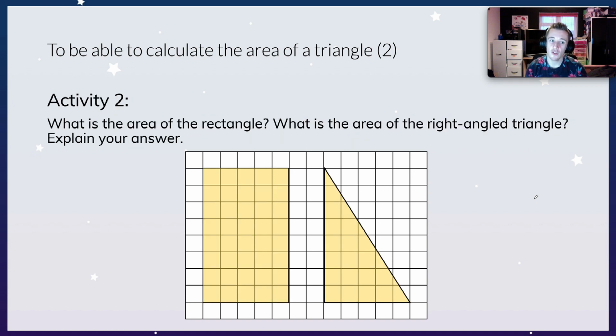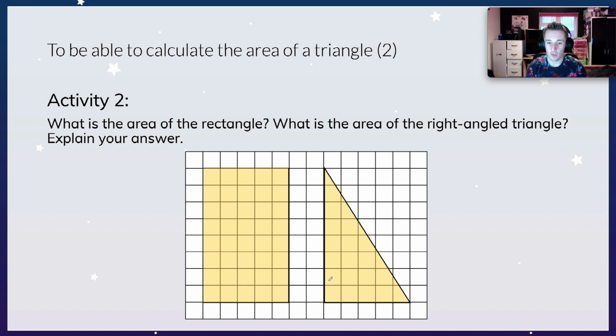Okay, so what is the area of the rectangle? Same as what we've just been doing, please. The first activity for today, activity 2, because we skipped activity 1. Can you work out the area? Off you go. And hopefully you're back with me. So let's have a look together.